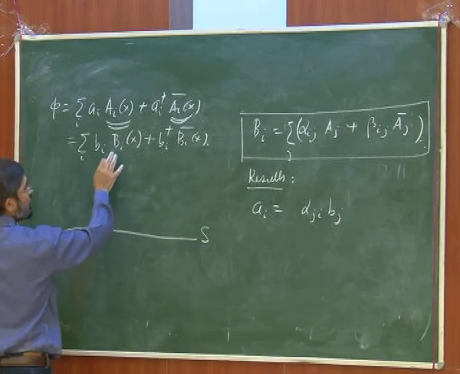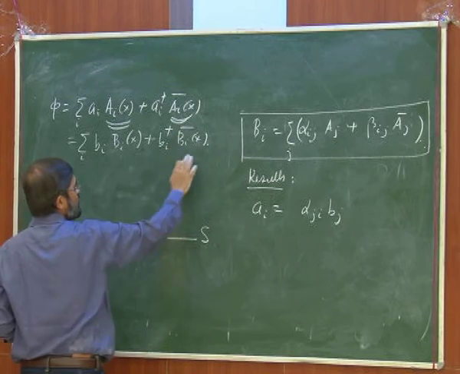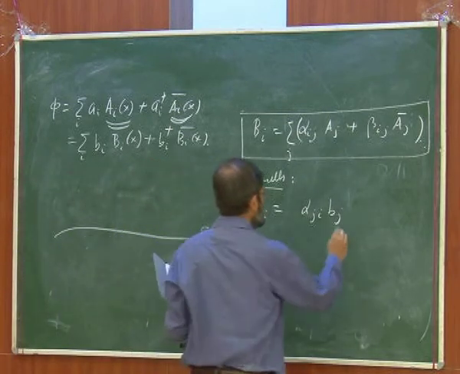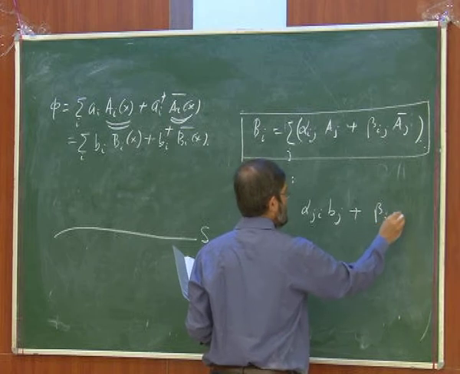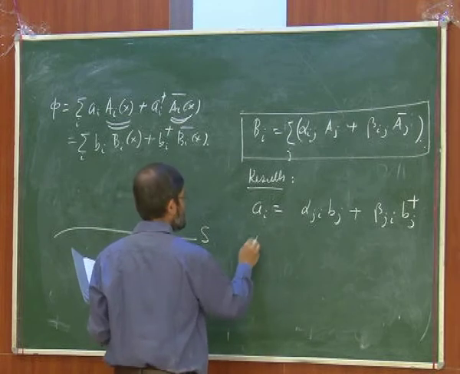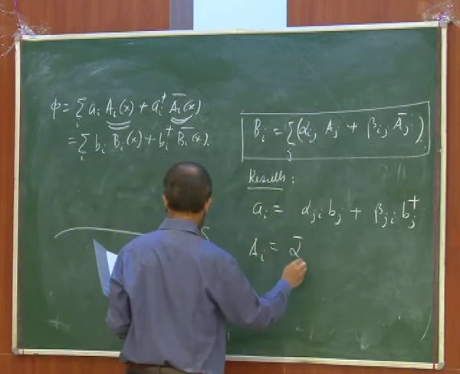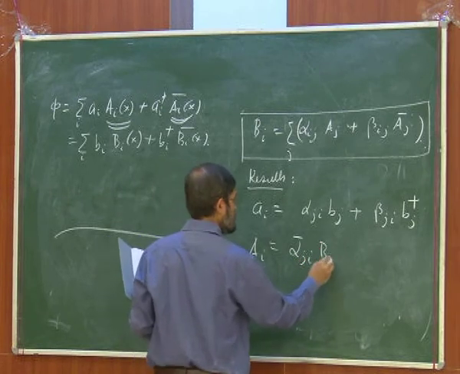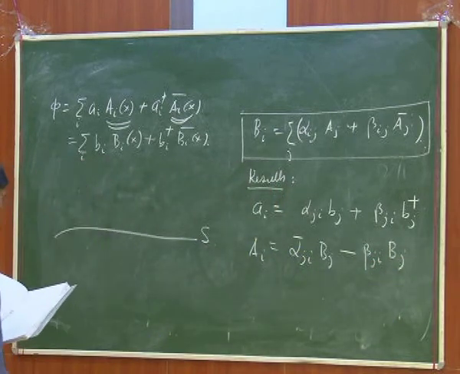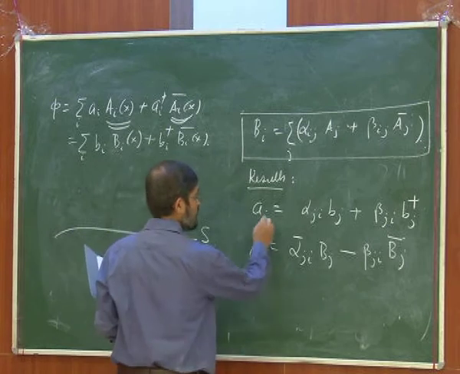So you write the expansion of B in terms of A and A bar here, and a similar expansion for B bar in terms of A bar and A here, and compare. If you compare these things, you will find that, so that's one result. Then an inverse of this relation exists, and the inverse of this also exists.